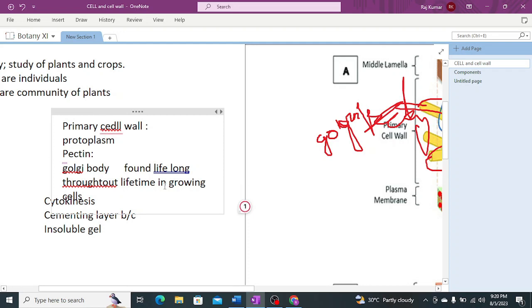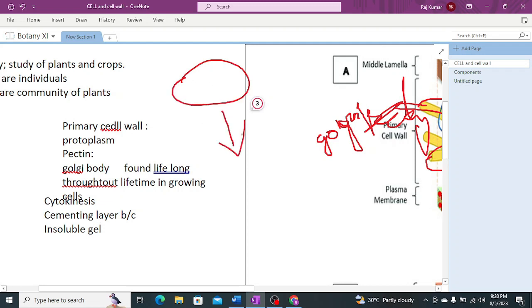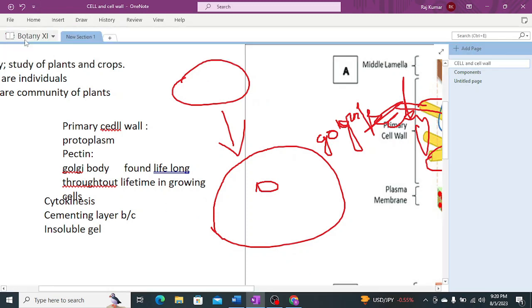So suppose we have a pre-existing meristematic cell which is growing. Now after a few weeks, that turns into a larger meristematic cell by its growth. So what will happen this time? The meristematic cell will grow, alongside which the primary cell wall present in the meristematic cell will also grow. And how does it grow?